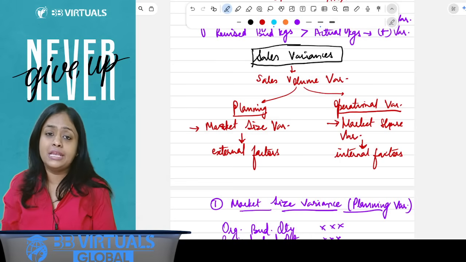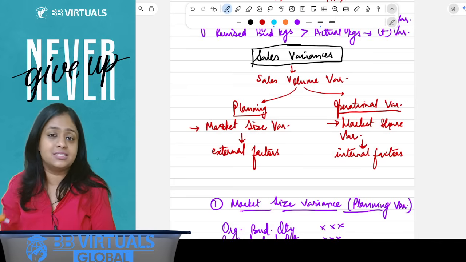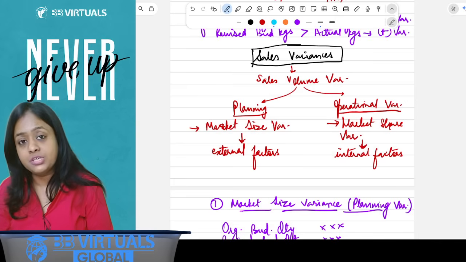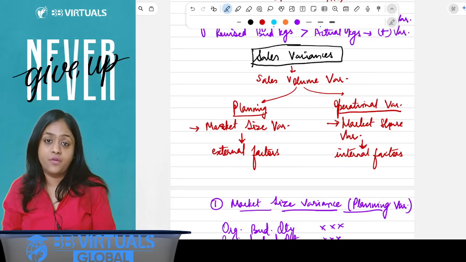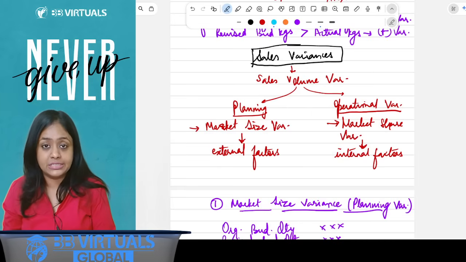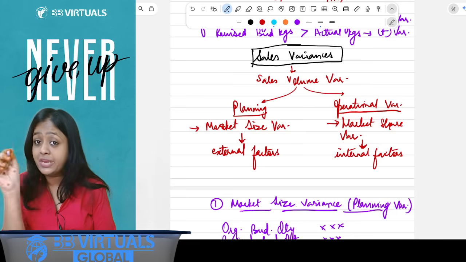Out of all the entities, what is the total market size that the entity has? Operational variance talks about market share variance, that it says what is the share of the entity with respect to other entities. So it is an operational variance. Don't forget these terms.